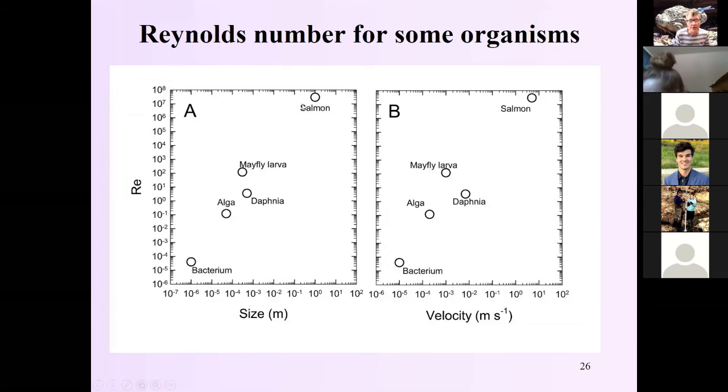On the other extreme, salmon, right, are pretty big. They're like a meter, bigger than a meter, can be, and they can swim pretty fast. They can swim maybe 10 meters per second, right? Maybe not quite that, but certainly more than a meter per second. And so their Reynolds numbers are running around 10 to the 7th.